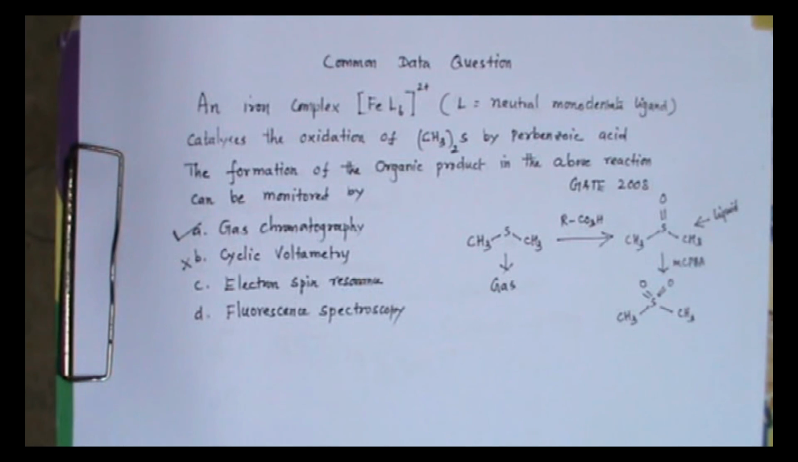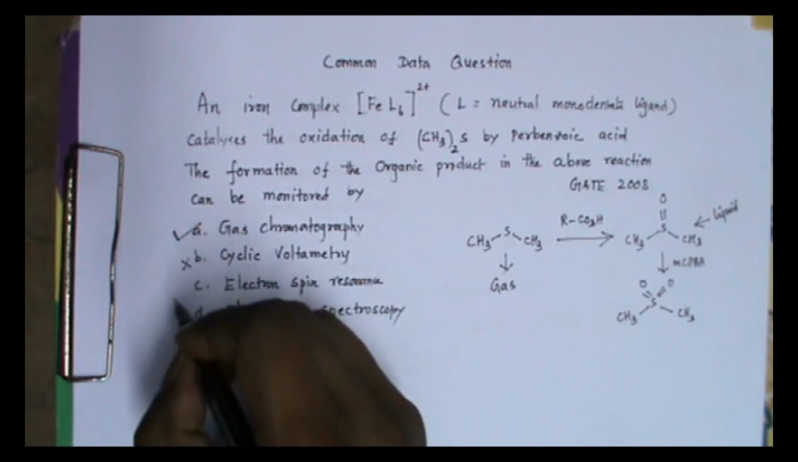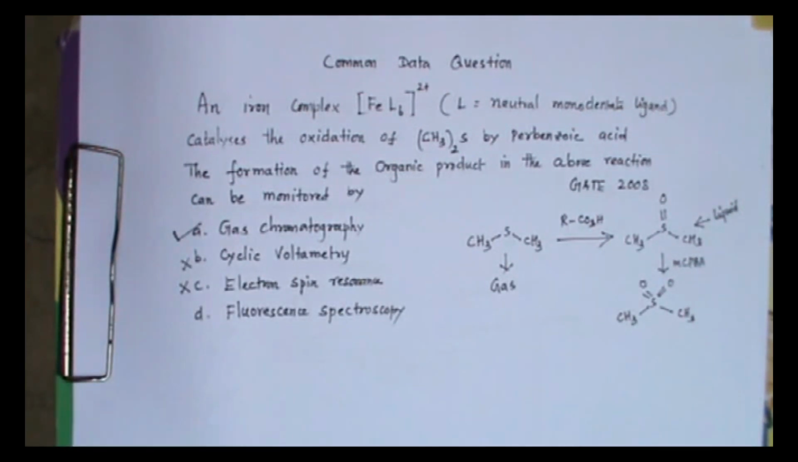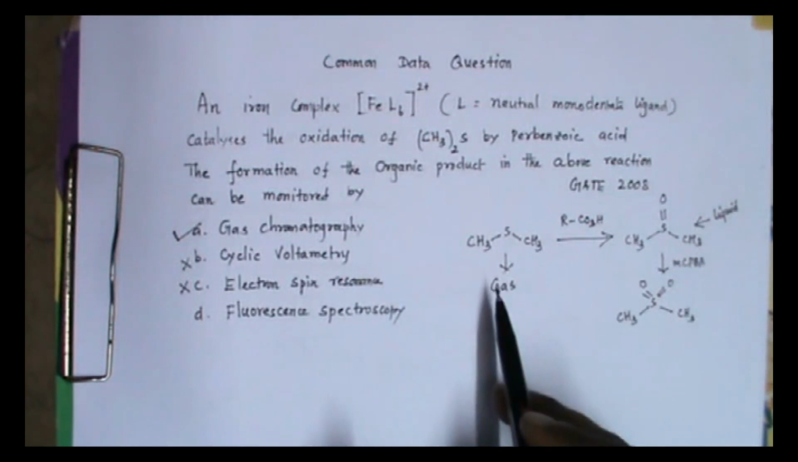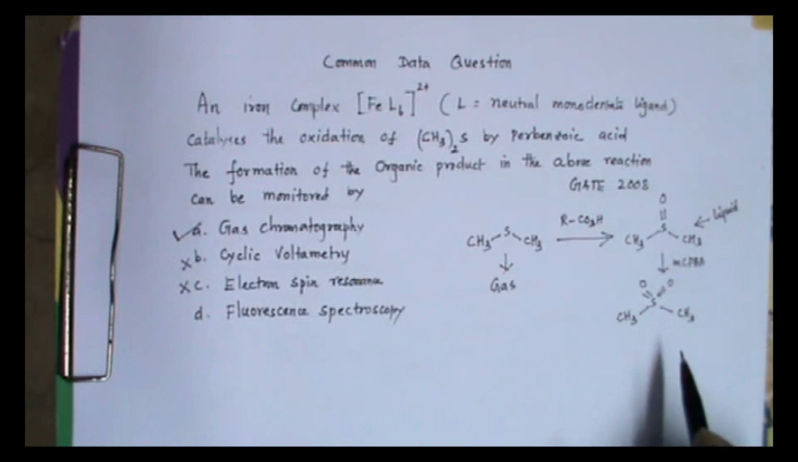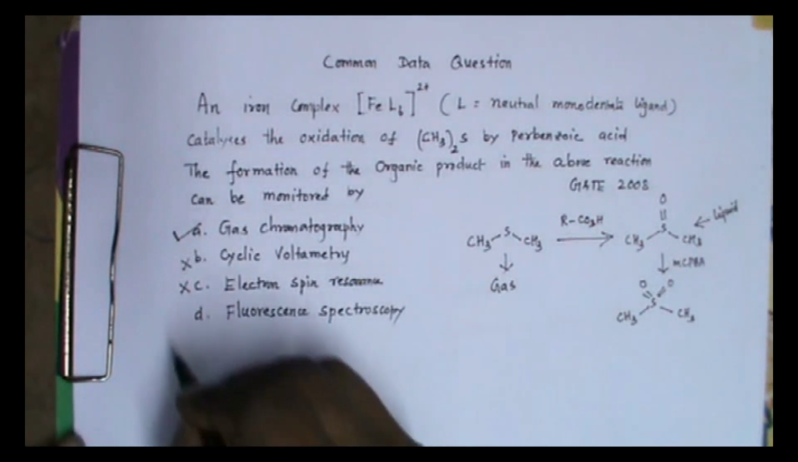Electron spin resonance: there should be some free radical. For an organic compound, if there is any free radical or any unpaired electron, we can go for electron spin resonance. But here there is no unpaired electron or radical. Last one, fluorescence spectroscopy. The compounds we have discussed here, dimethyl sulfide, dimethyl sulfoxide, dimethyl sulfone, don't have fluorescence property. Because of that, we can't use this also.